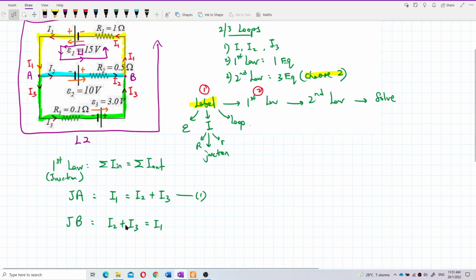Okay? So no need to do two. Just do one. Understand? One is enough, because it's the same equation later on. Okay. So I've done my first law.